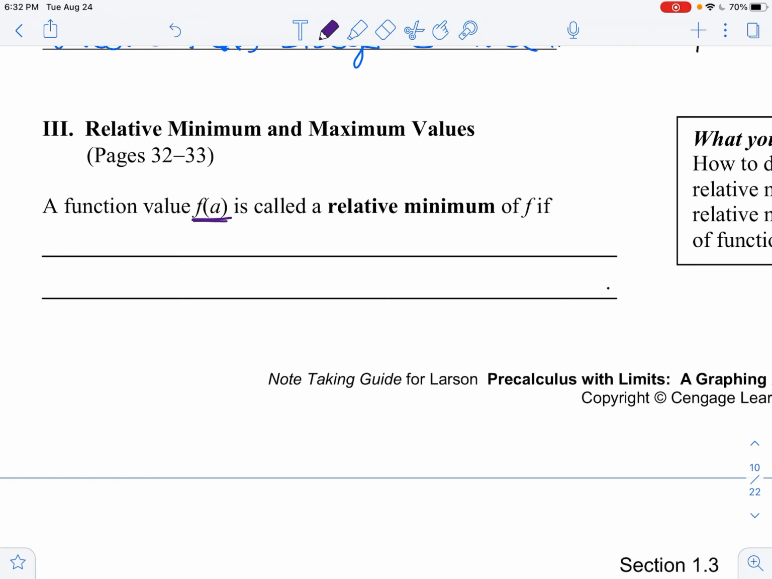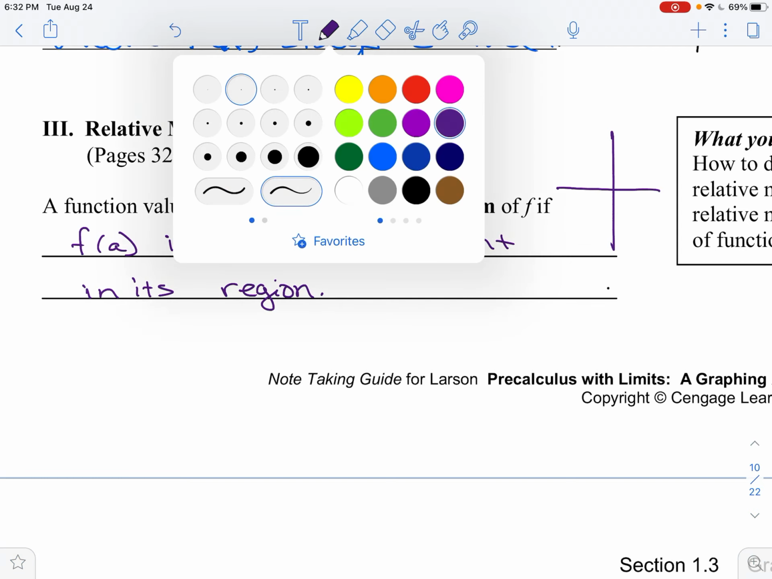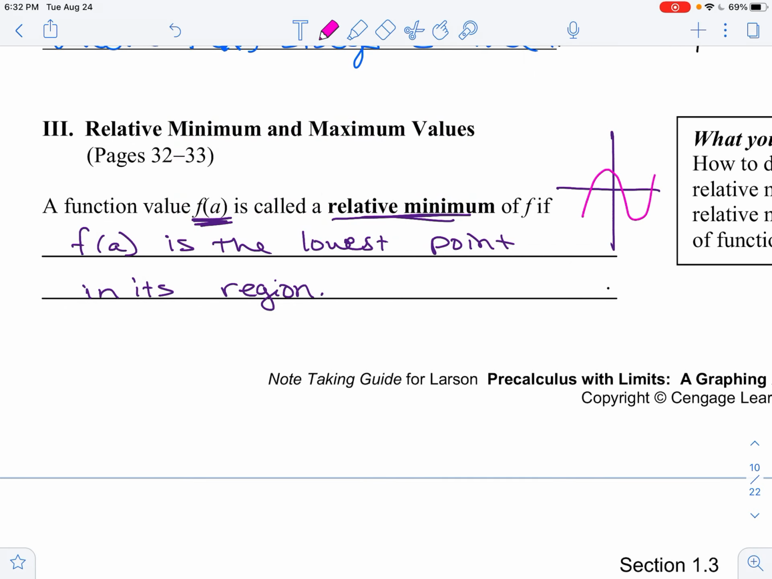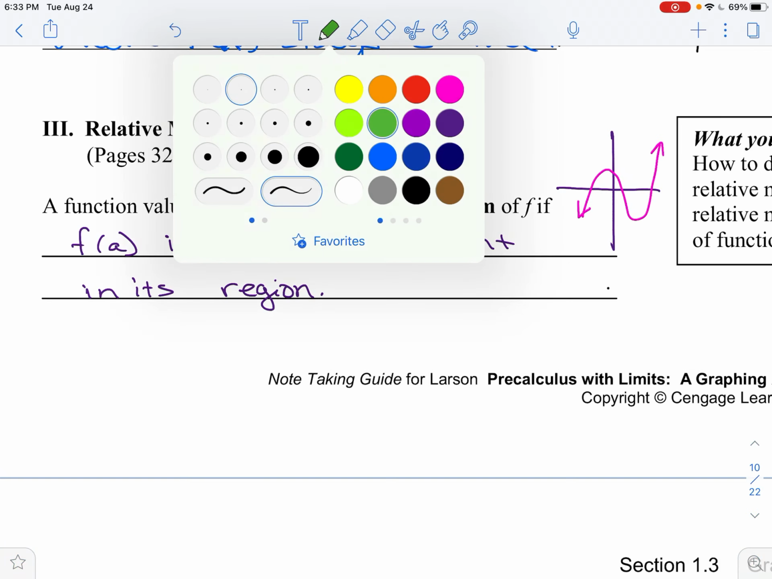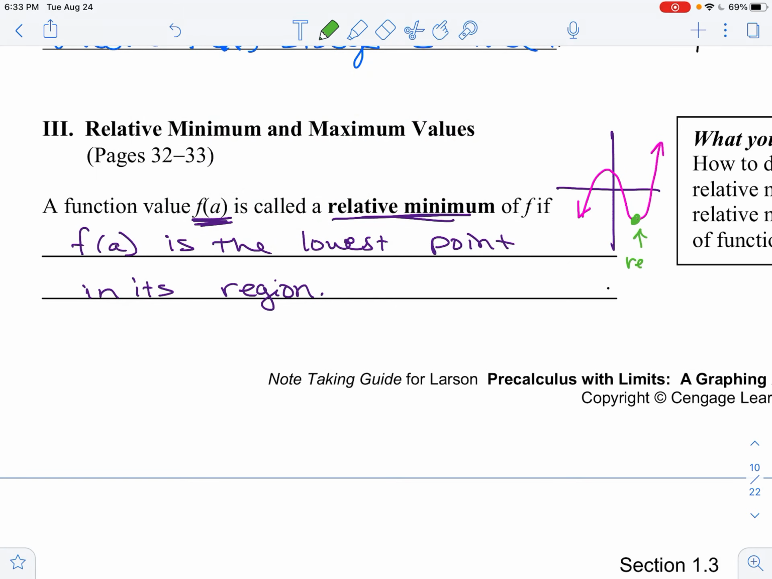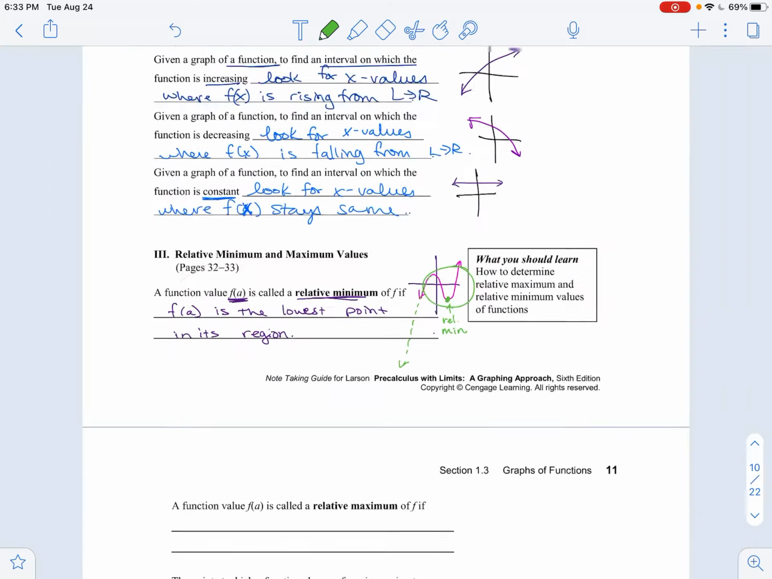A value where the function of some value is called a relative minimum means that f of a is the lowest point in its region. And all that means is that in that general area, it's the lowest point. So for example, if you have a graph that looks like this, I see here, this is the lowest point. So we call that a relative minimum. But here's the thing, I can see that this is going to keep on going forever. So it's not the absolute minimum, but in this area right here, it's the relative minimum.